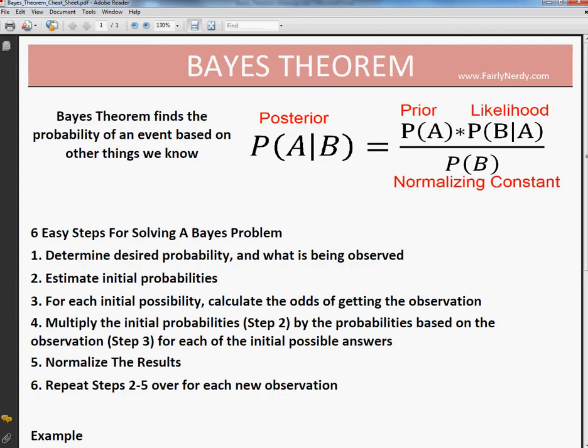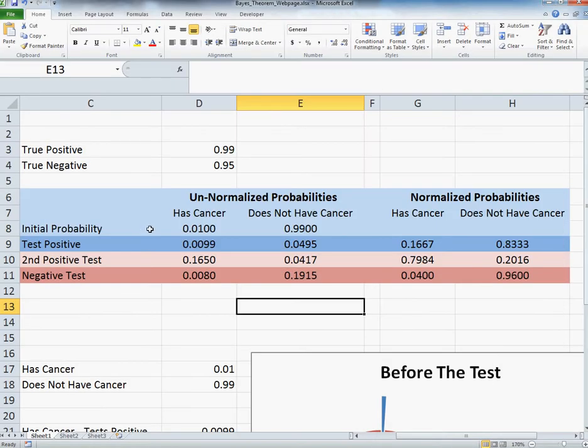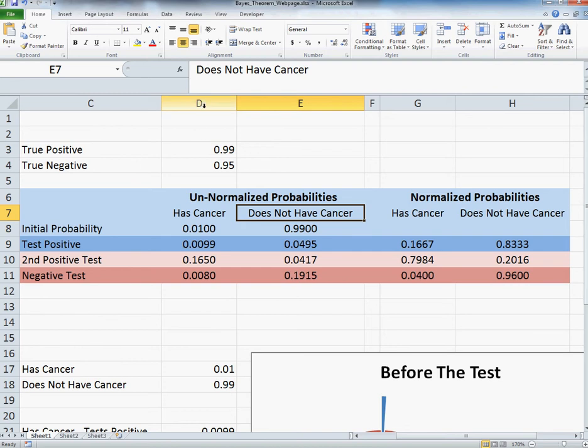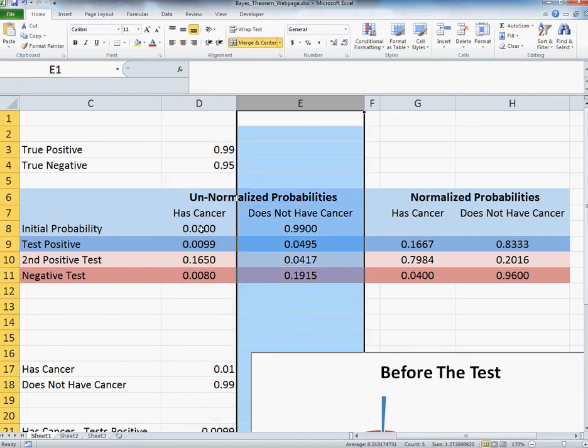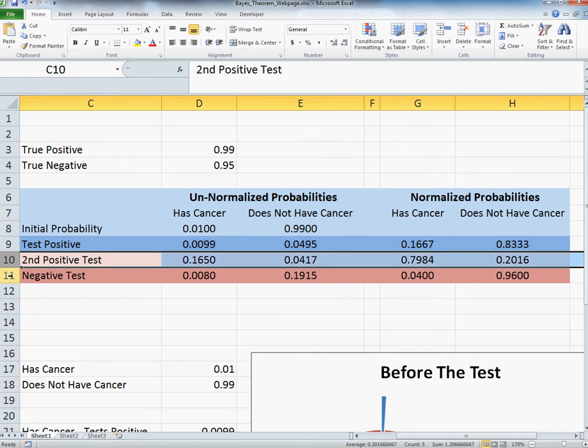So to start with, we need to determine the possibilities and what is being observed. The possibilities that we have are either the patient does have cancer or they do not have cancer. So there are only two possibilities. And what we're observing are results back from the test. So we're going to put a column for they have cancer and a column for they do not have cancer, and we're going to get a row back for each test that we do.